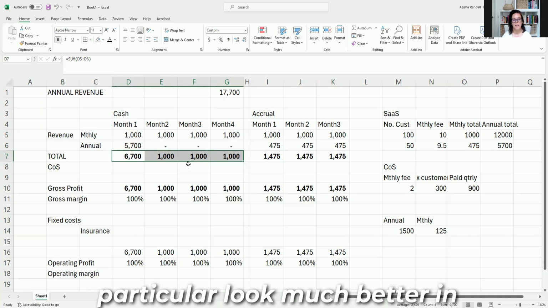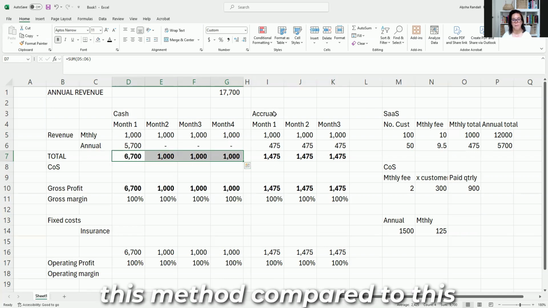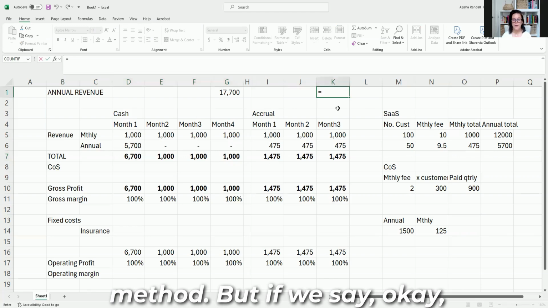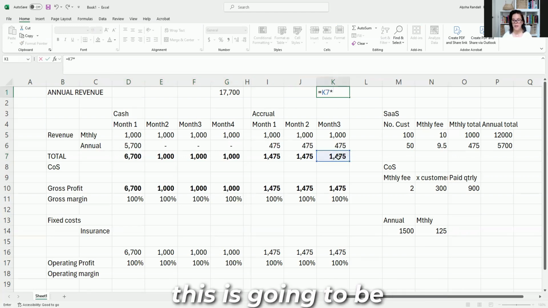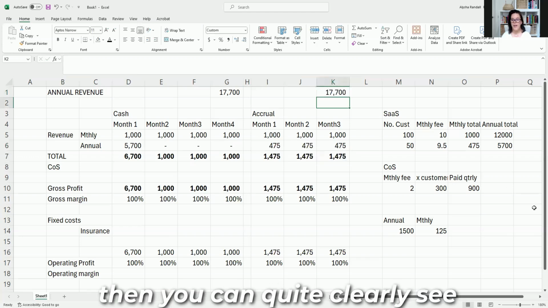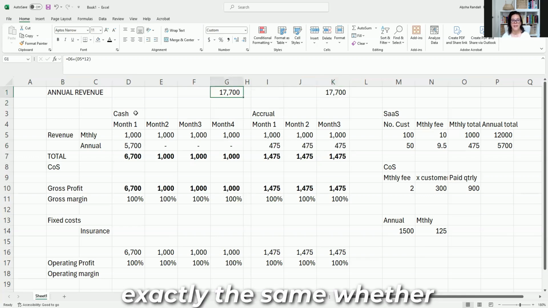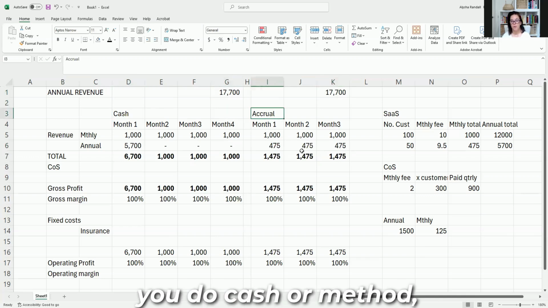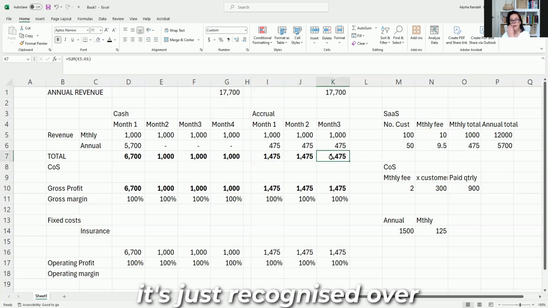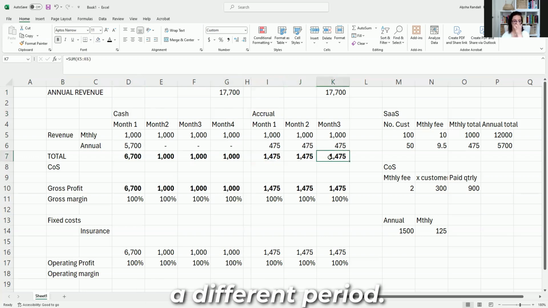Now, on the surface, the first 3 months in particular look much better in this method compared to this method. But if we say, okay, this is going to be exactly the same, then you can quite clearly see that the annual revenue will be exactly the same, whether you do cash or accrual method. It's just recognized over a different period.